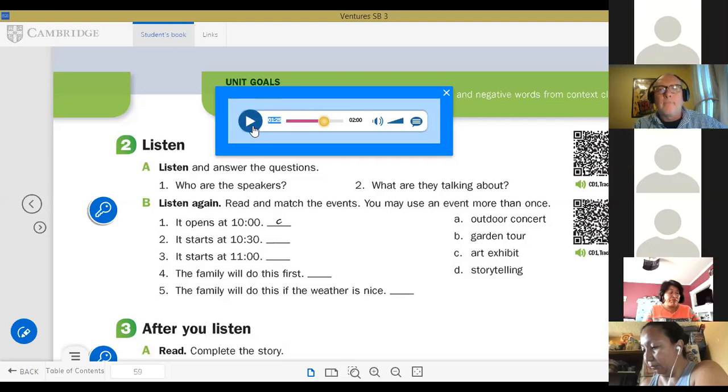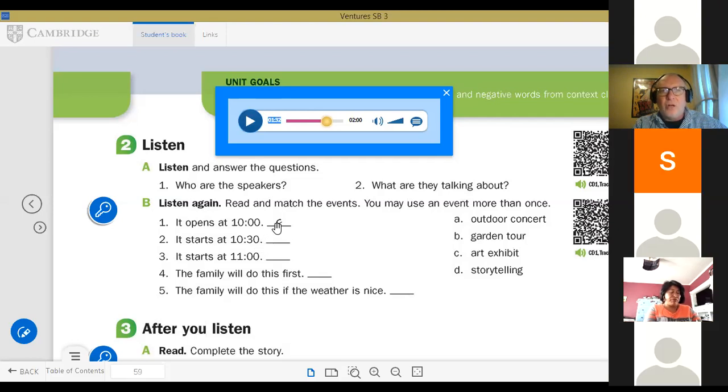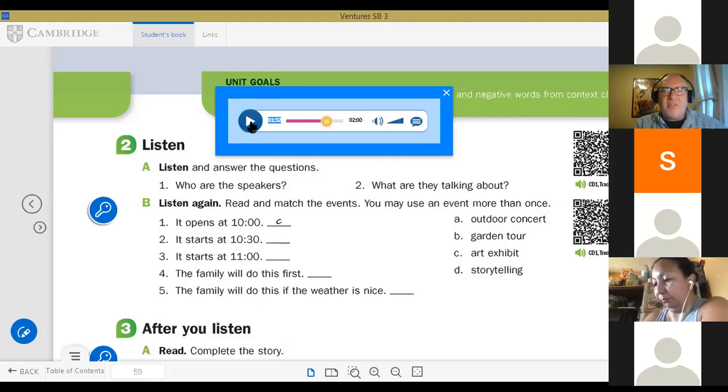At the library. Free storytelling for children on Sunday at 10:30. All right, and the storytelling, letter D, is going to be number 2. So C, D, B, right? C, D, B. Okay, so now let's see what they plan to do.